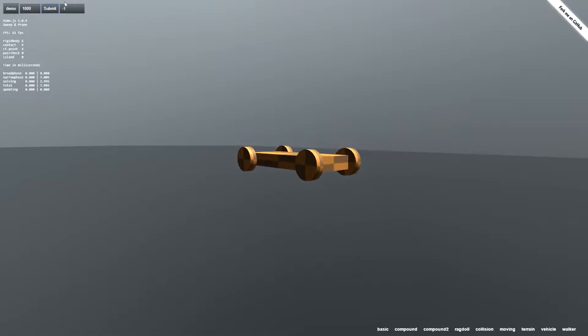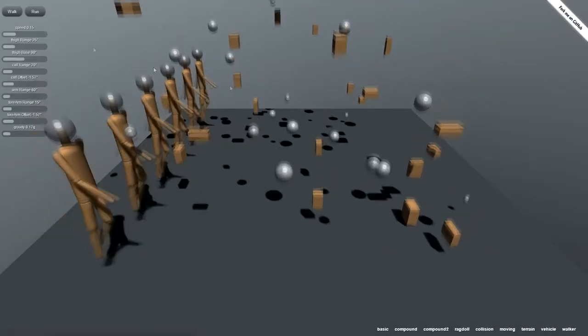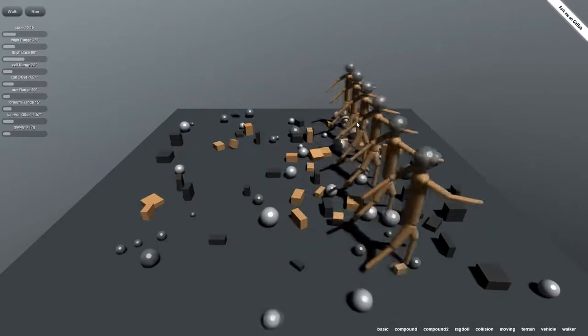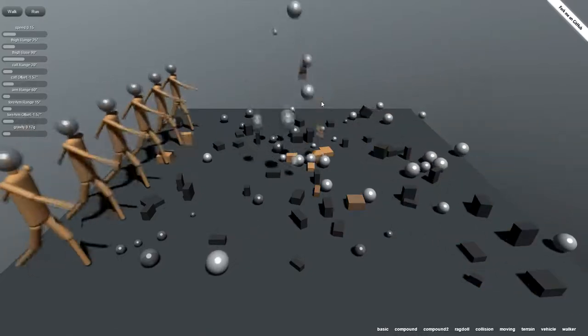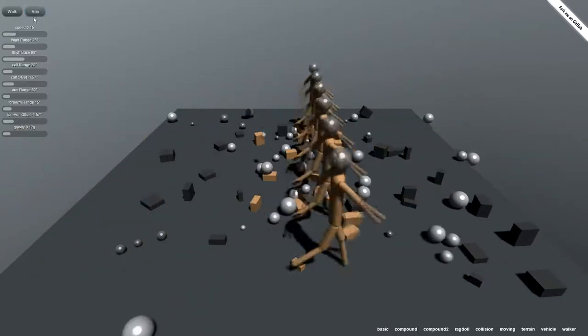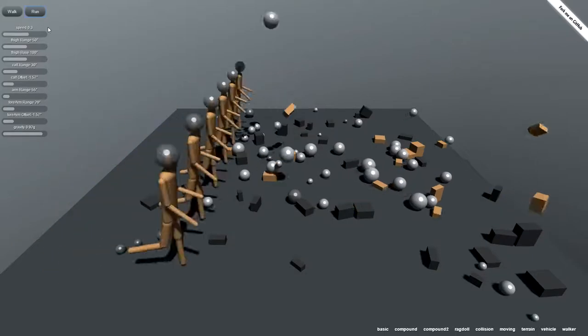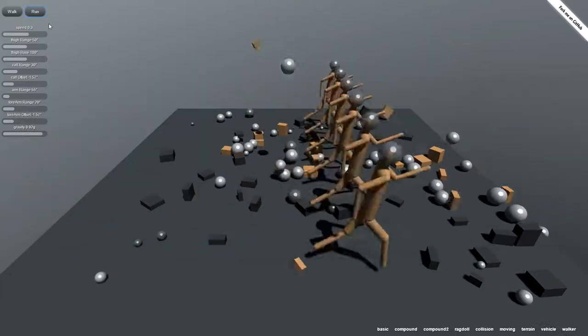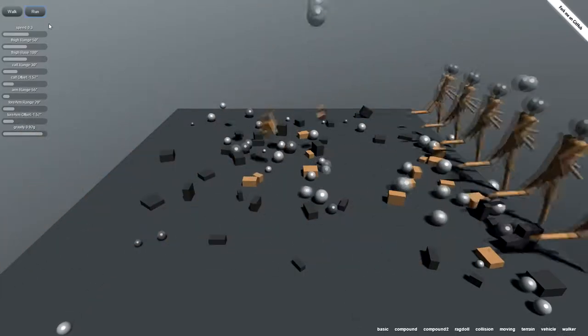No, I don't know. I really don't get that one. And then there's this final one, the walker. It's just some people walking and kicking things. But you can change quite a lot about the walking, which is quite nice. So you can make them run like that and just sort of obliterate everything that they step on.